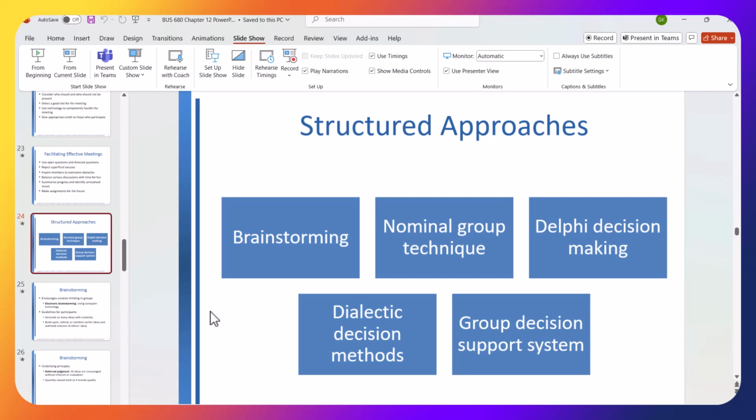Structured approaches. So we see a couple of different ways, and we've got 5 of them: brainstorming, nominal group technique, Delphi decision making, dialectic decision methods, and group decision support system. So we're going to talk about each one of those.